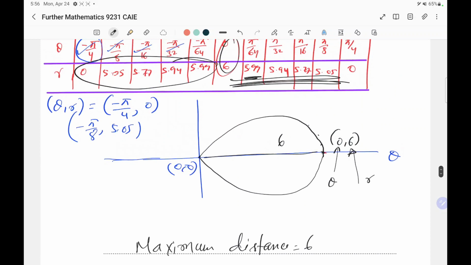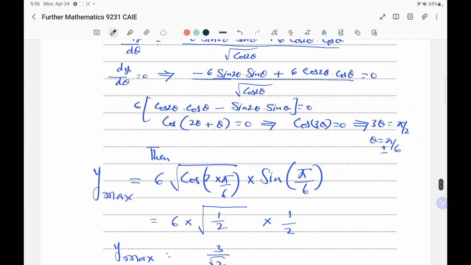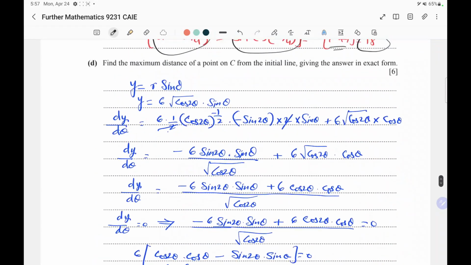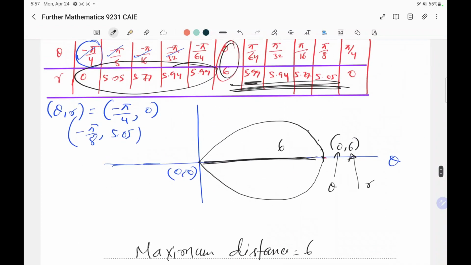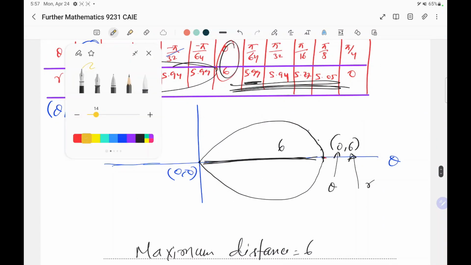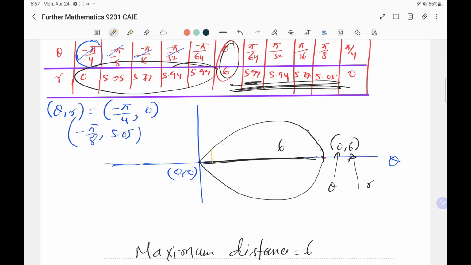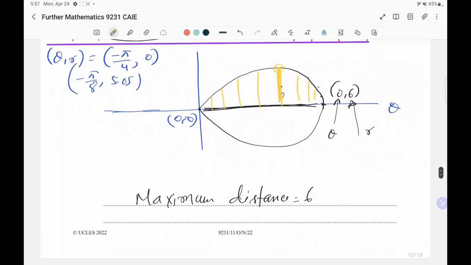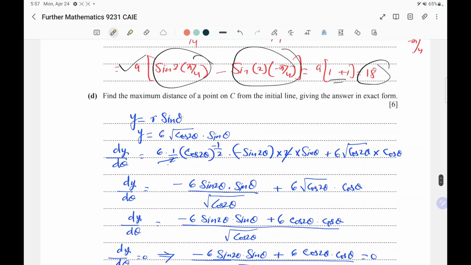Okay, initial line. This will be your initial line, and maximum distance from the initial line. So the distance from the initial line can be this or this or this or this or this. It looks maximum here or here, right? But how can we get that? So this is y. So y should be maximum, right? We know that y is equal to r sine theta.